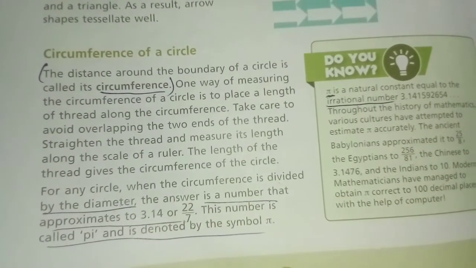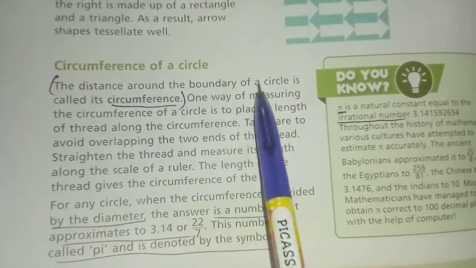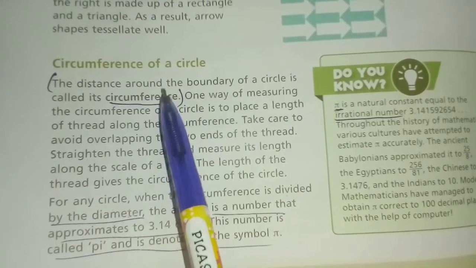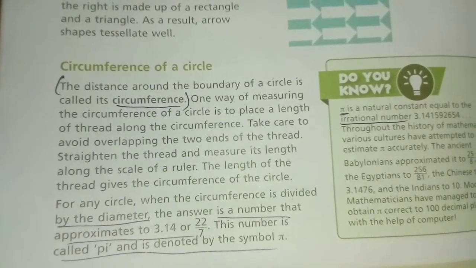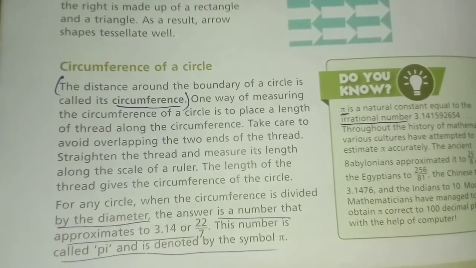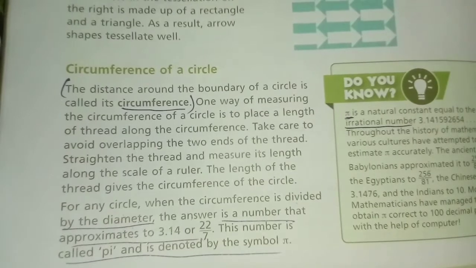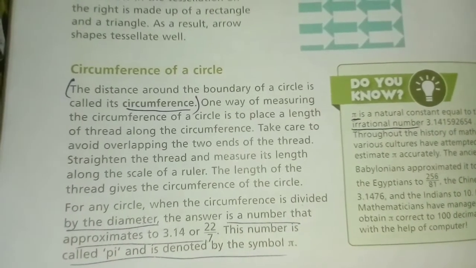Okay students, now we have to learn what the circumference of a circle is. The distance around the boundary of a circle is called its circumference. To find the circumference of a circle, just put a thread along the circumference. Take care to avoid overlapping the two ends of the thread. The length of the thread that covers the boundary of the circle is the circumference of that circle.